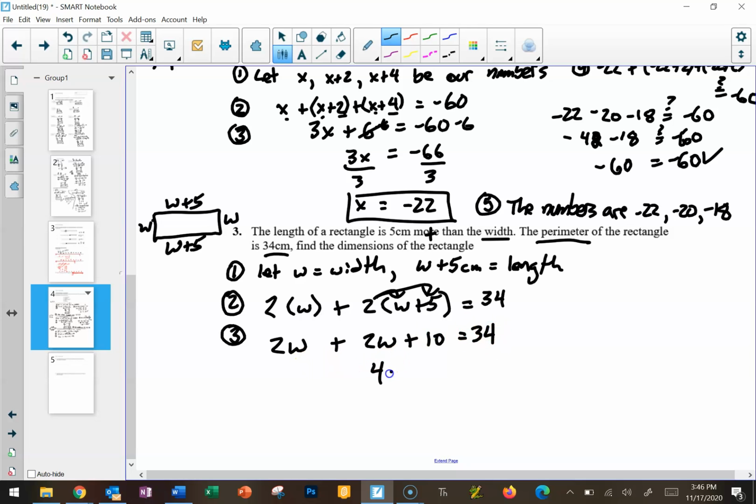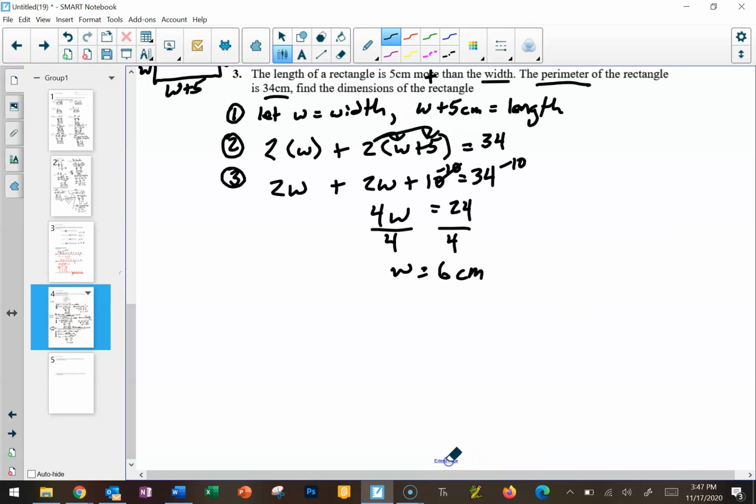We've got 4 W's here. We've got to subtract the 10 from both sides. 4W equals 24, and then divide by 4. W equals 6 centimeters. Don't forget the units. Okay, do not want to have to subtract marks for units, but it is happening quite often. Okay, let's go to number 4.